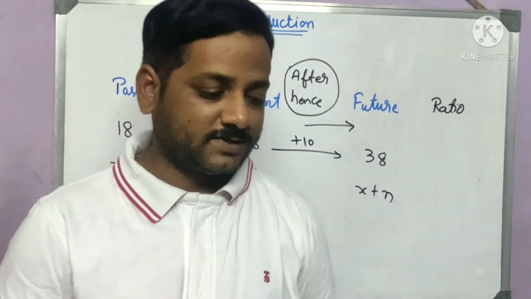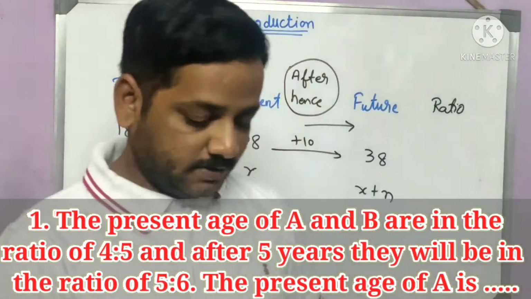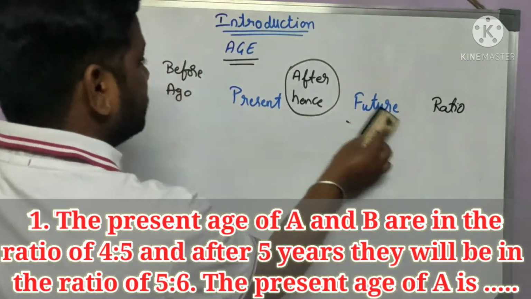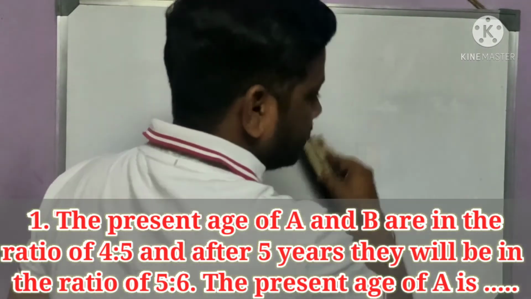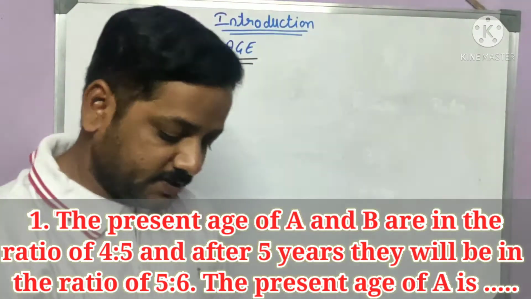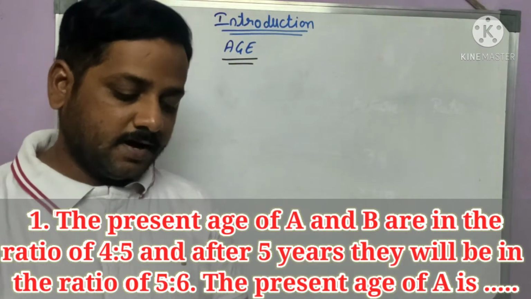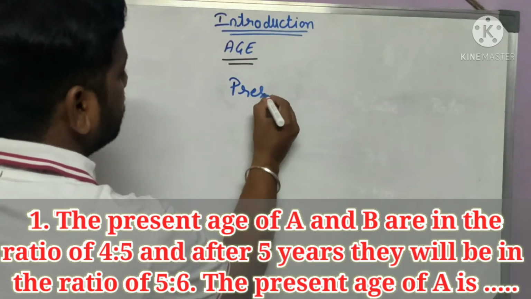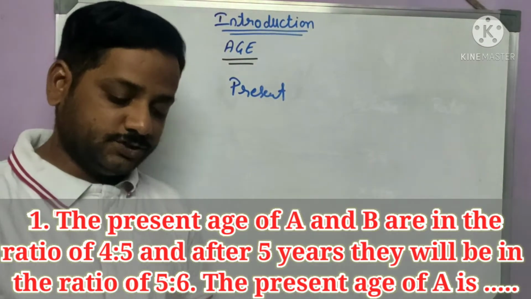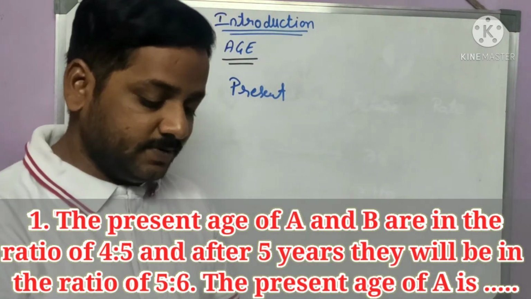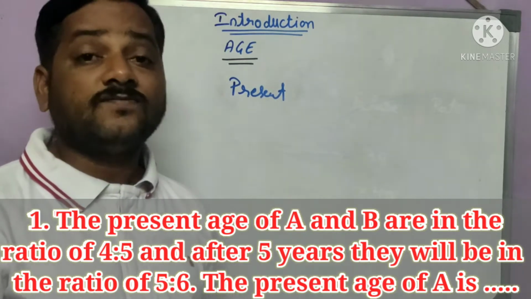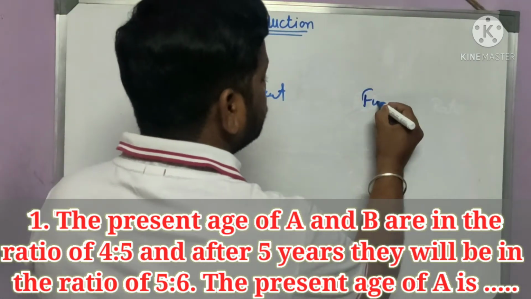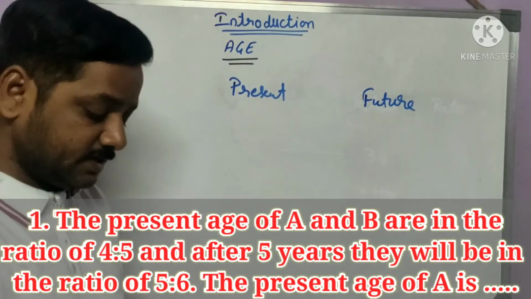Let's begin with the first question. Here on the screen you can have a look. The question number 1, I will read out the question and let us write the solution on the board. The question says that the present age of A and B are in the ratio 4:5. So let me take present. It is given as 4:5, and after 5 years they will be in the ratio 5:6. After 5 years is nothing but the future. They are talking about the future. So present and future are given.